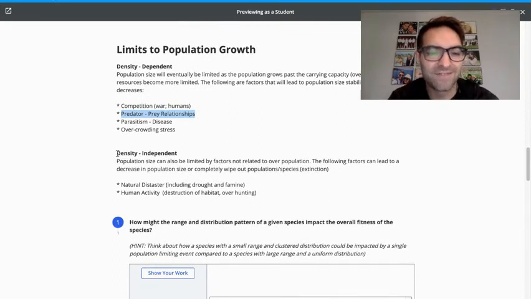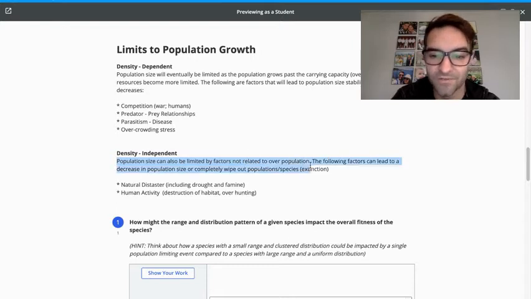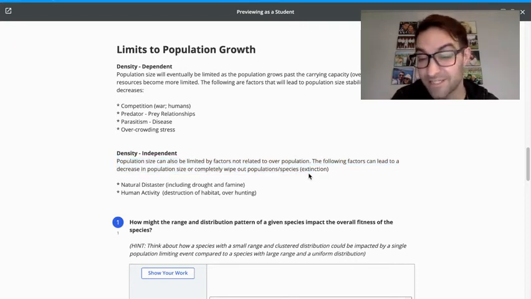Next, we have density independent factors. And so basically this is saying it doesn't matter if you're overpopulated or not, these are going to hit you. And so population size can also be limited, not related to overpopulation, and they can really lead to, of course, a decrease in population size, but your entire species going extinct as well. And it depends on your species and how big the event is.